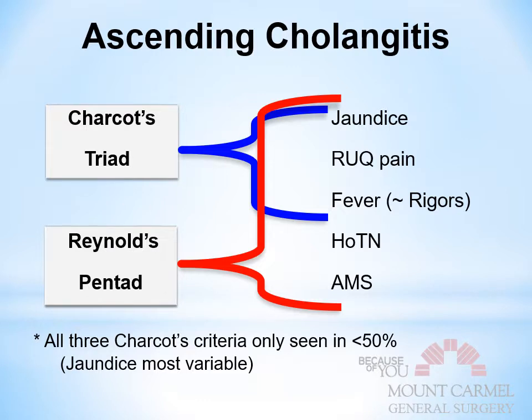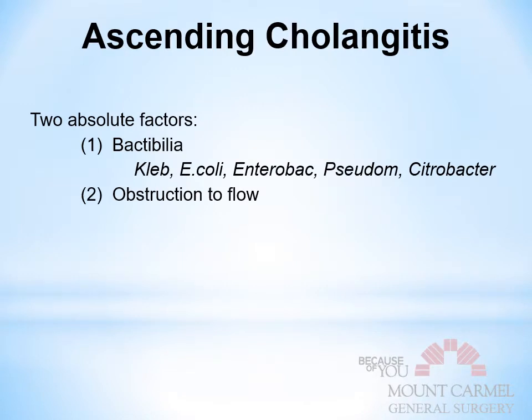Okay. Now, notably, as far as Charcot's triad is concerned, all three criteria are only seen in less than 50% of patients. Jaundice is the most variable and most often not included. So oftentimes, right upper quadrant pain and fever or rigors, which is a real severely shaking fever, is all you get. When you get right upper quadrant pain and rigors, that alone may be all you get to suggest the triad.